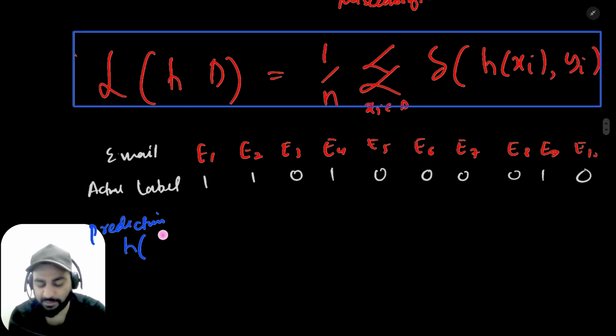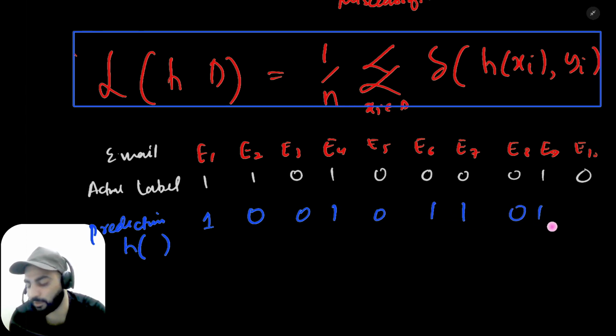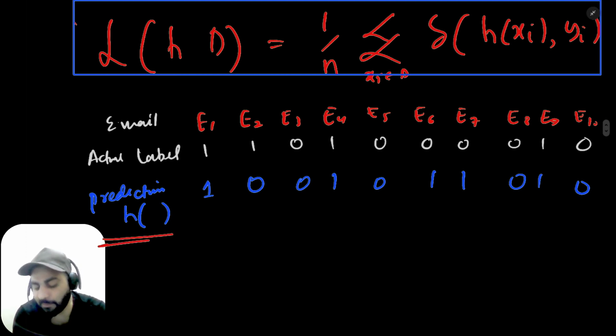Let's suppose h is the function which I found, and I'm saying h of e1. Let's suppose it predicted 1. Here it predicted 0, then 1, 0, 1, 1, 0, 1, 0. This is what my h predicted. Now I want to evaluate how good this h is, so I need to use the binary loss function.